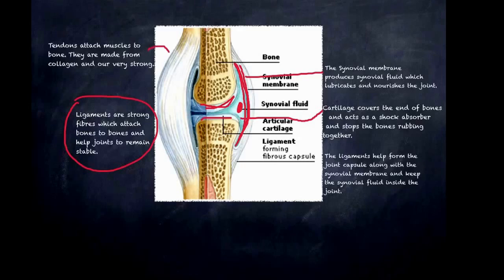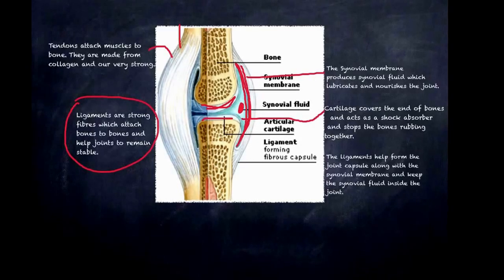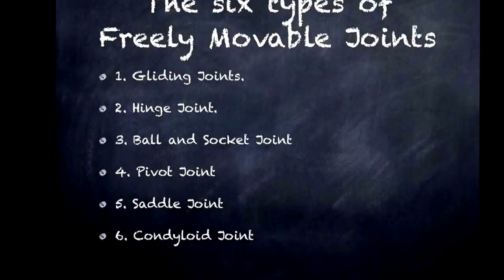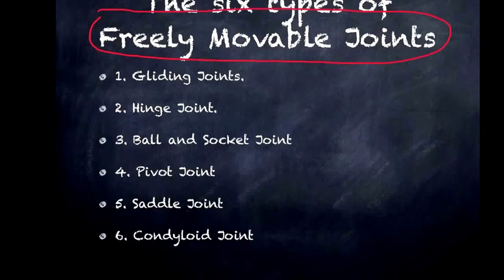Tendons attach muscle to bone, so you can't see it on the drawing, but there'll be some muscle here, and they're very, very strong. We are mainly concerned about freely movable joints because this is what allows us to have such a wide range of movement for taking part in sports. And there's 6 main types.